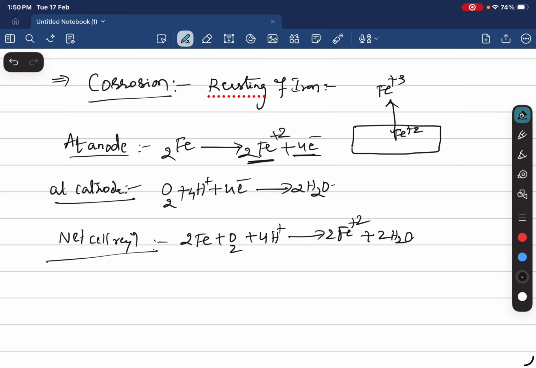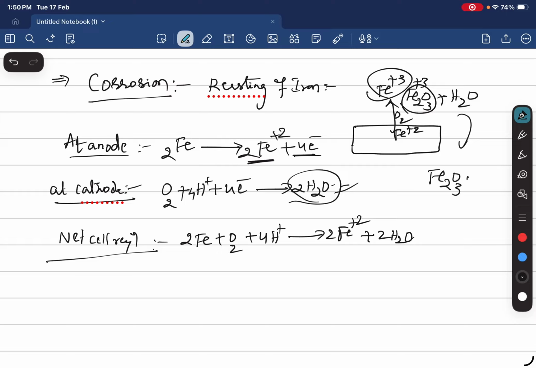So that Fe3+ is reacting with oxygen, so it becomes the oxide Fe2O3. And that Fe3+ or Fe2O3 combines with water, whichever is released at the cathode, and becomes rust. The general formula of rust is Fe2O3·xH2O. So this is the rust formation.